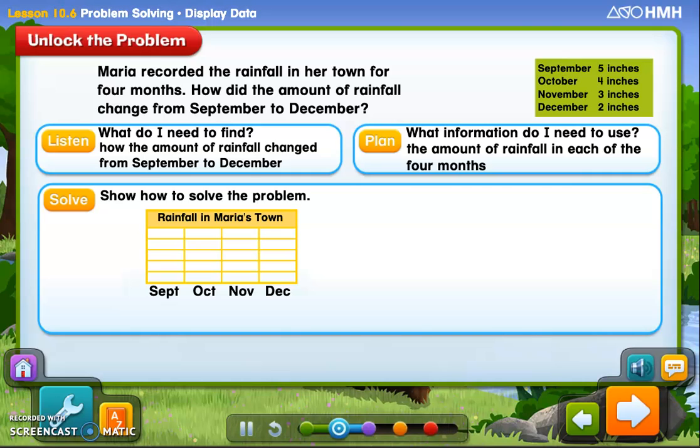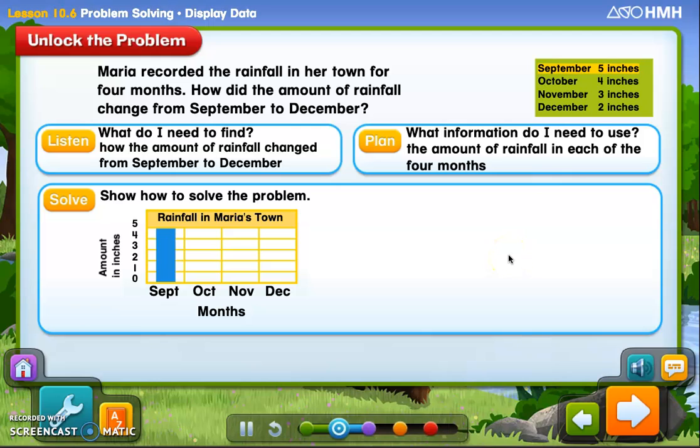What label can we write below the names of the months? We know the amount of rainfall in inches for each month. Let's show inches on the left side of the graph. We can use the label amount in inches because the numbers on the left side give the number of inches of rainfall. Now let's use bars to show the amount of rainfall for each month.